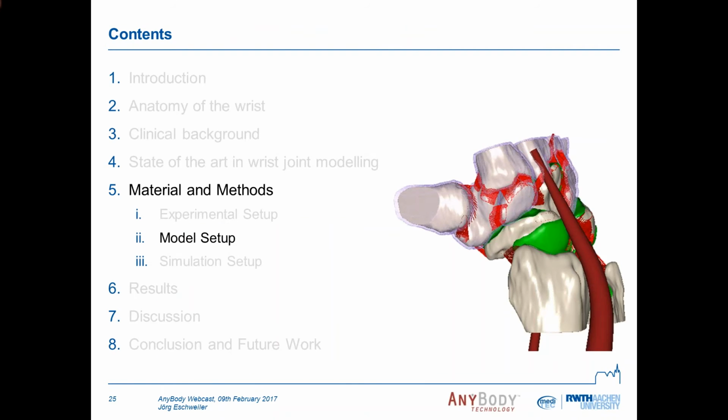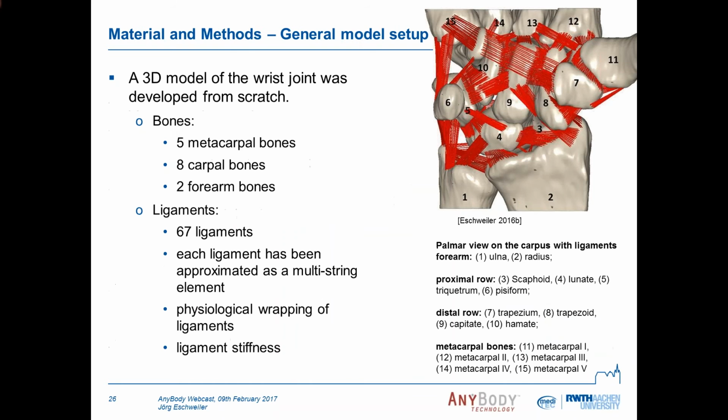Now we're going to our model setup. We built up a model of the wrist joint from scratch. Our model includes 5 metacarpal bones, 8 carpal bones, and the 2 forearm bones. In sum, we implemented 67 ligaments. Each ligament has been approximated as a multi-string element. We also considered a physiological ligament wrapping and specific ligament stiffness for each ligament.